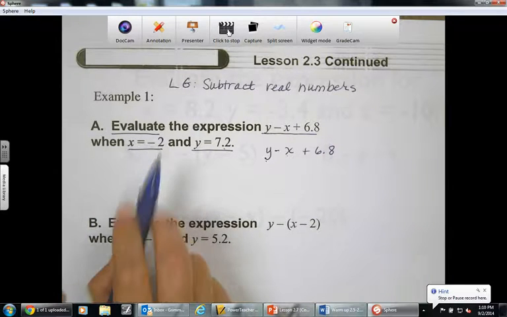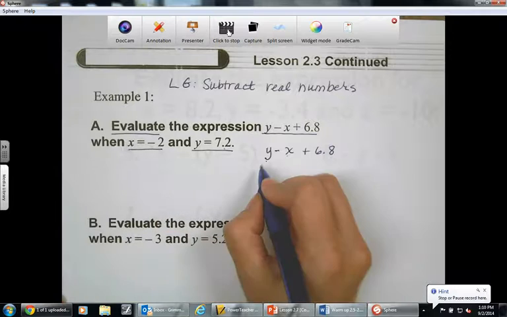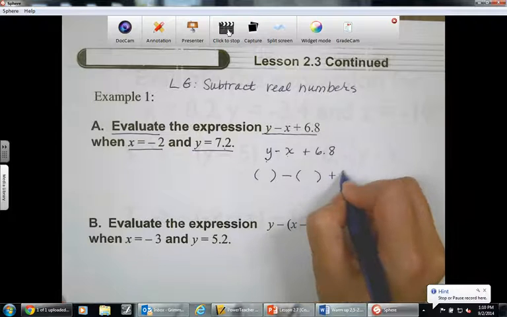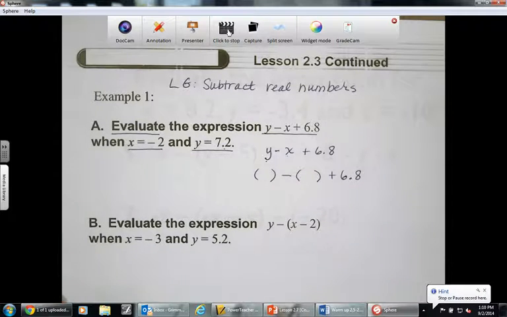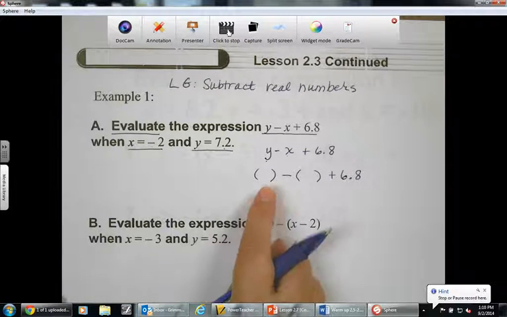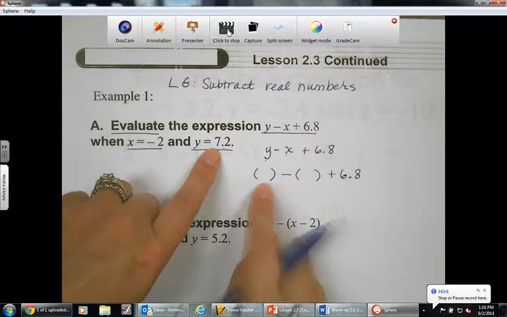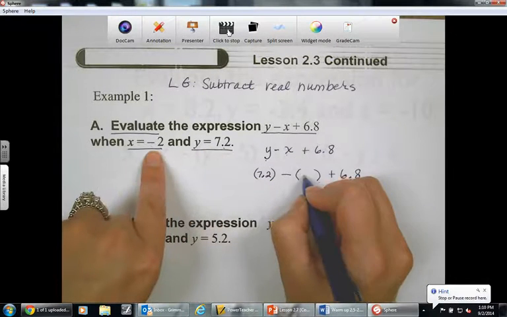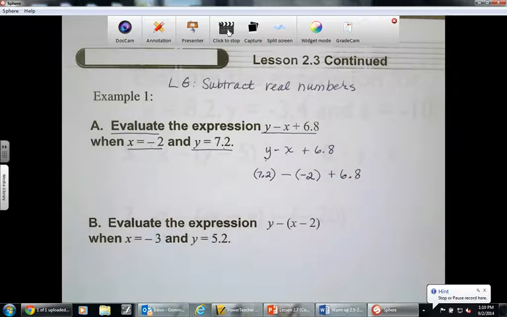Sometimes it's helpful to put in parentheses like this for where I'm going to plug stuff in. The reason that's helpful is because now I have negatives in here. So the first one, the y, I'm going to plug in the 7.2. And then for x, I'm going to plug in negative 2. Do you see why this is helpful now? Because now I have to look at that as subtract the negative 2. Once I have it like that, it's really easy for me to say, oh yeah, that needs to become plus 2.